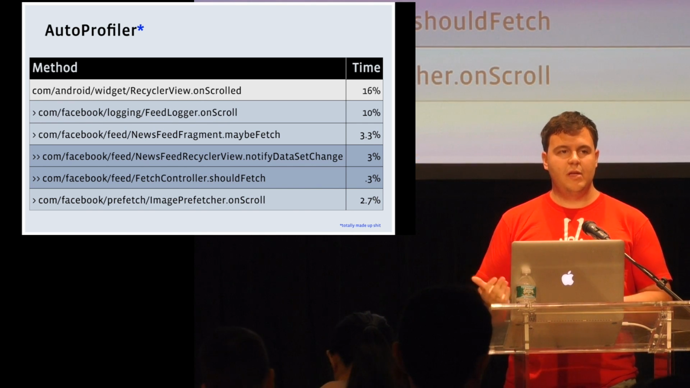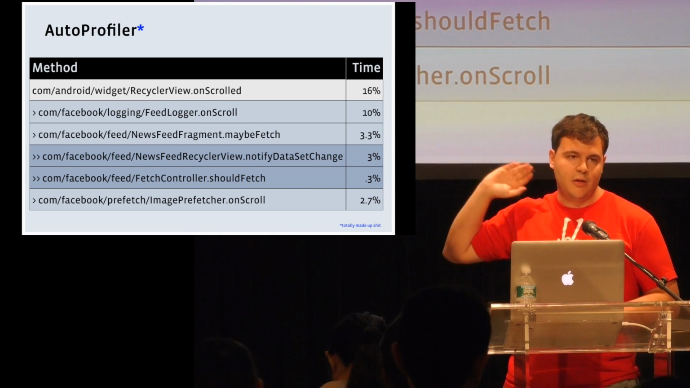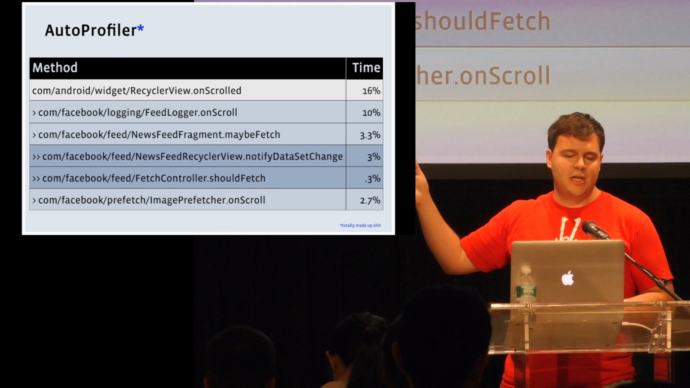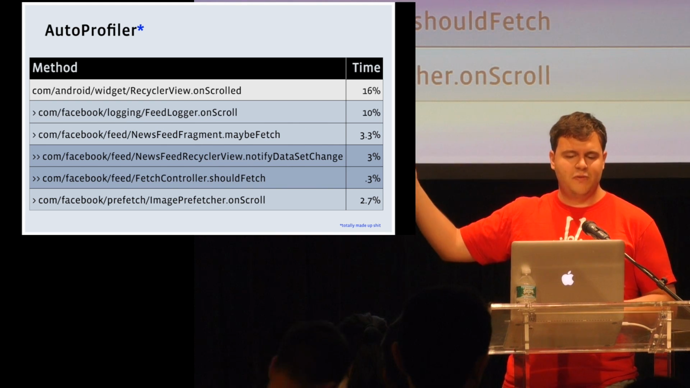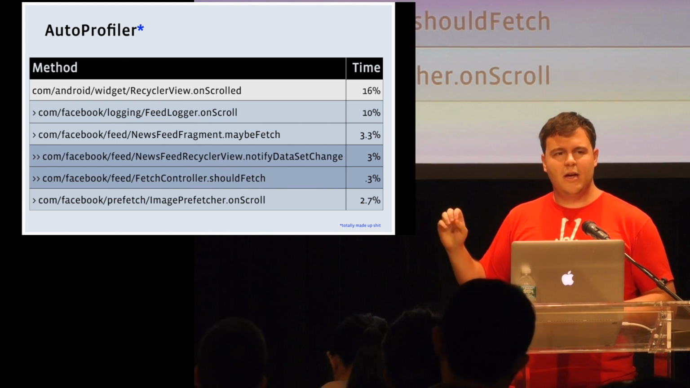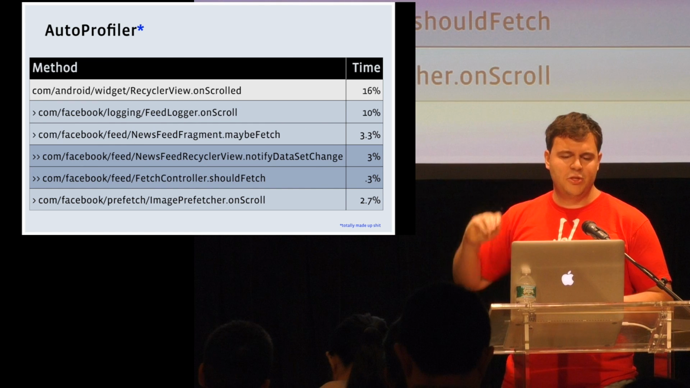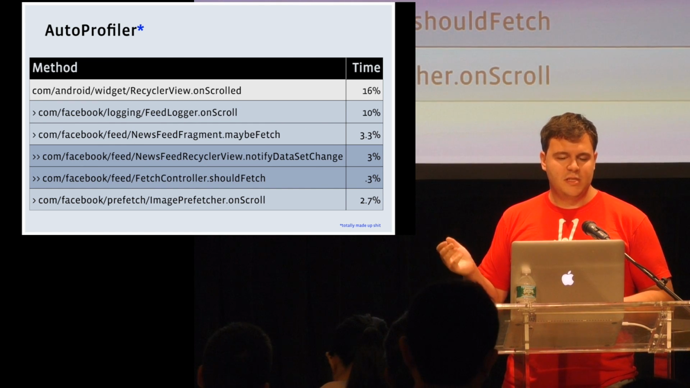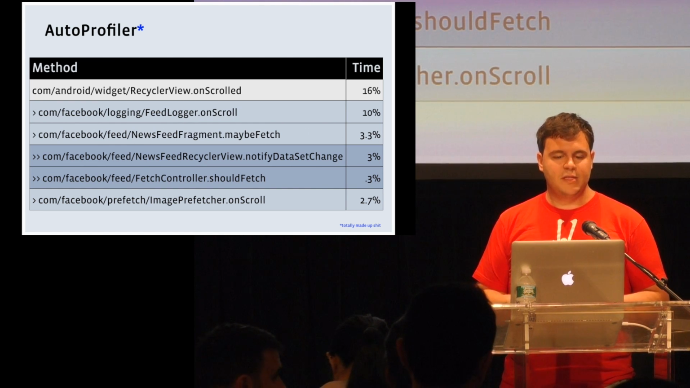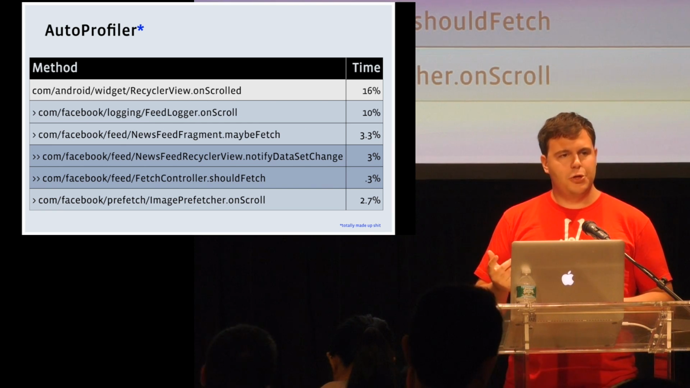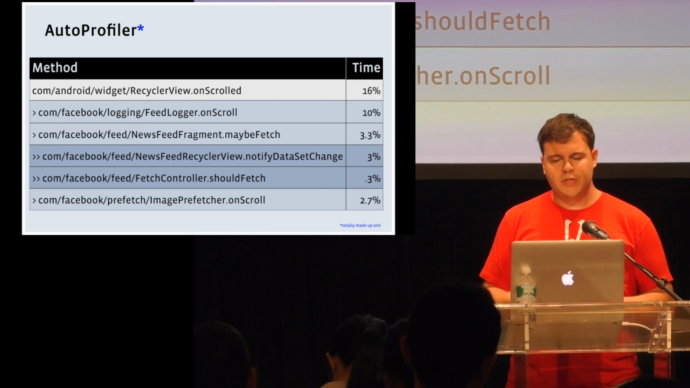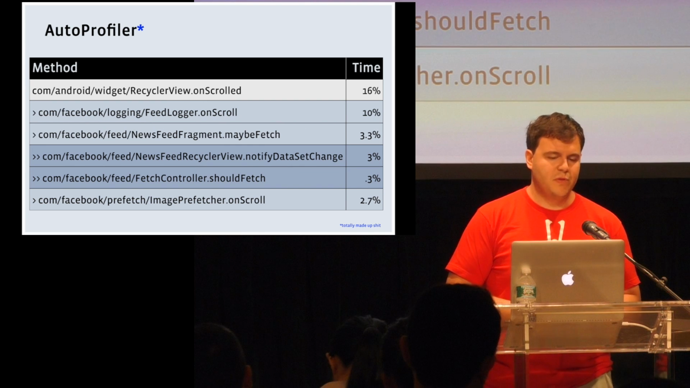Okay, well, what are the high-level actions that are happening inside that? You can dig in and see that, okay, there's some feed logger that happens on every scroll event, some news feed, maybe fetch data, and then some image prefetcher. And the breakdown of these is, well, the feed logger takes 10% out of that 16, the fetcher takes another 3.5%, and the image prefetcher takes 2.5%.